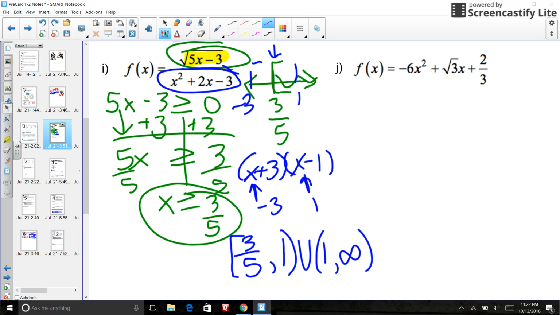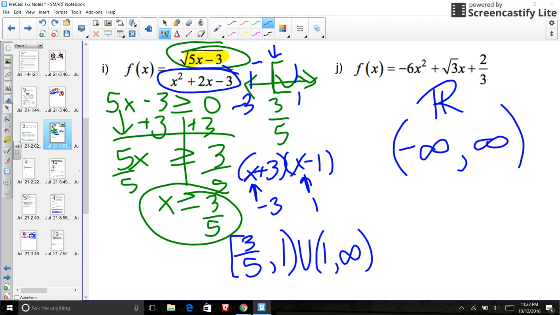X could be anything. So it's all real numbers, but the directions way back in video number 1 say put it in interval notation. And so if we're going to do that, we go -infinity to infinity. Mrs. Beaver, do I have to do that? Yes, because that's directions, and we are good direction followers.